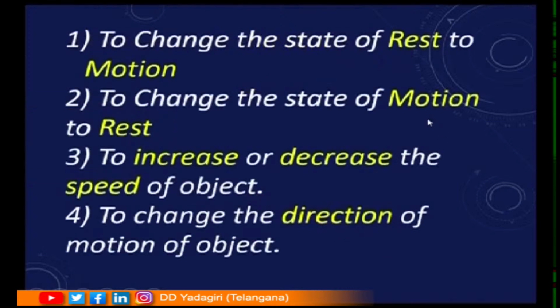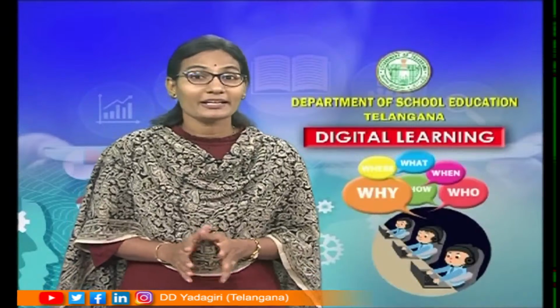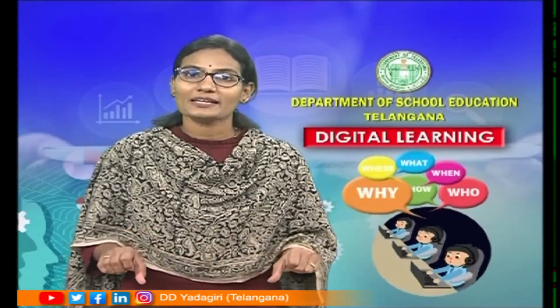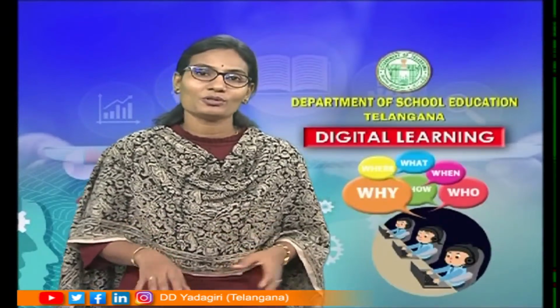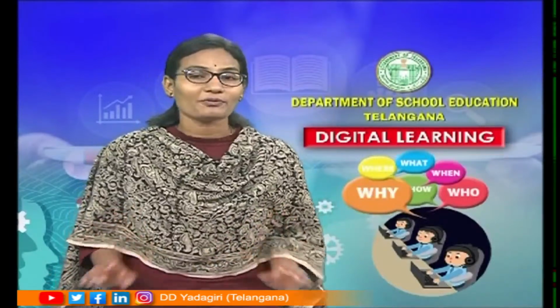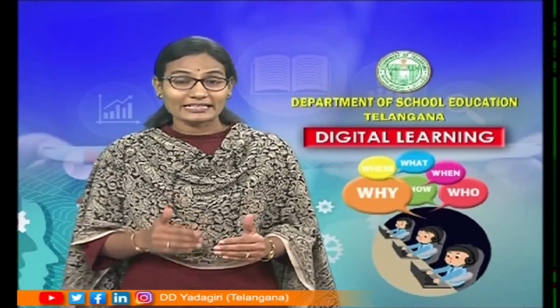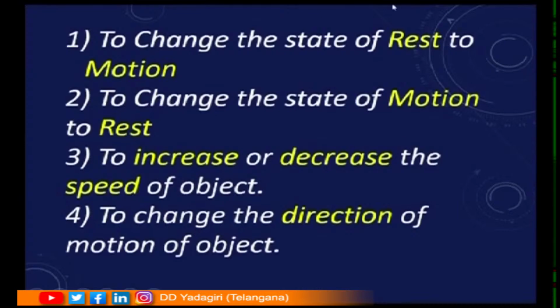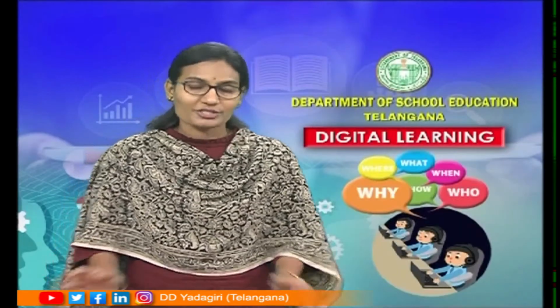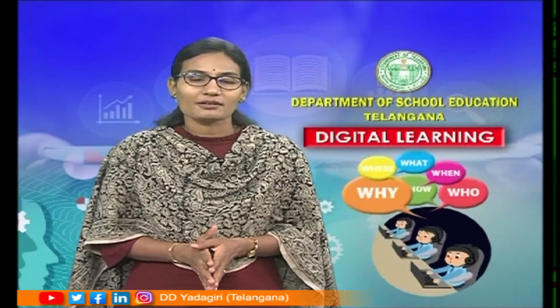Children, we have experience with riding a bicycle. To increase the speed of the cycle, you have to apply force. To decrease the speed of the bicycle, you have to apply force. To take a turn, you have to apply force. To increase, decrease, or change the direction of motion, you have to apply force. To change the state of rest to motion, motion to rest, to increase or decrease the speed of an object, or to change the direction of motion of an object. So children, only these are the changes we observed.